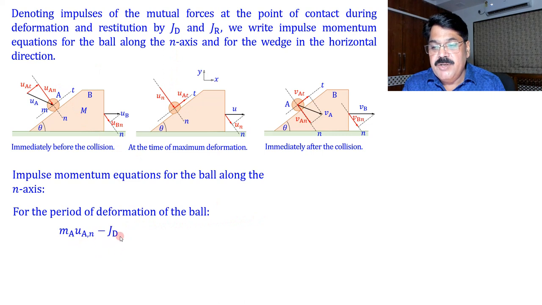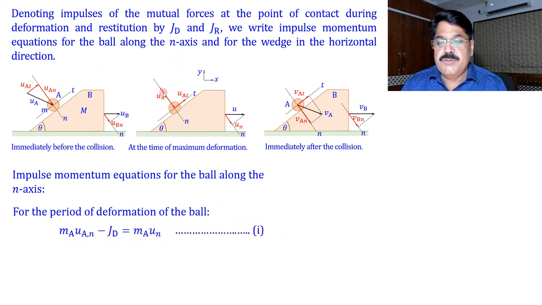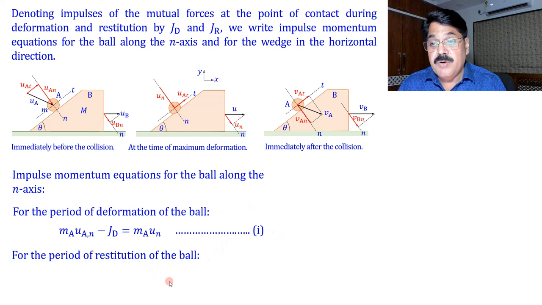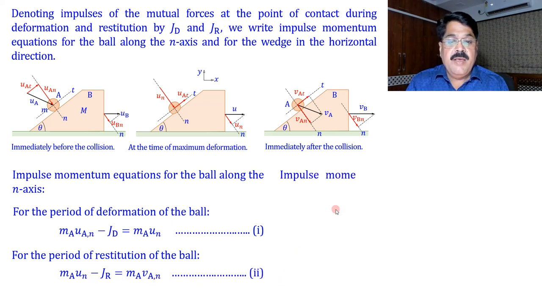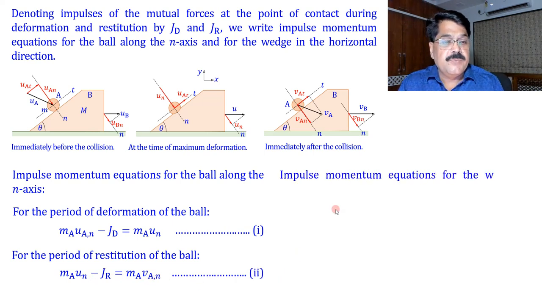MAUN minus JD is equal to MAVN. This is equation number 1. For the period of restitution of the ball, what will it be? MAUN minus JR is equal to MAVN. Equation number 2. Impulse momentum equation for the wedge in a horizontal direction.